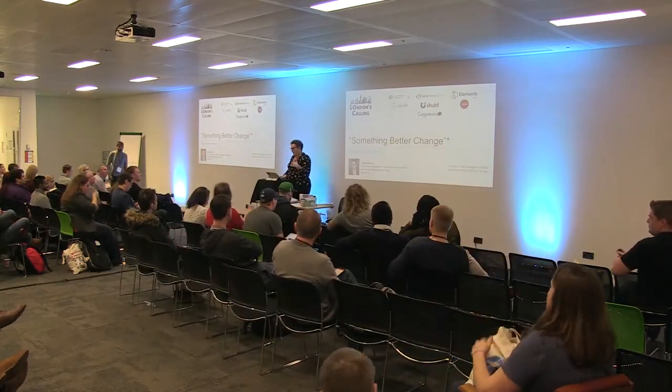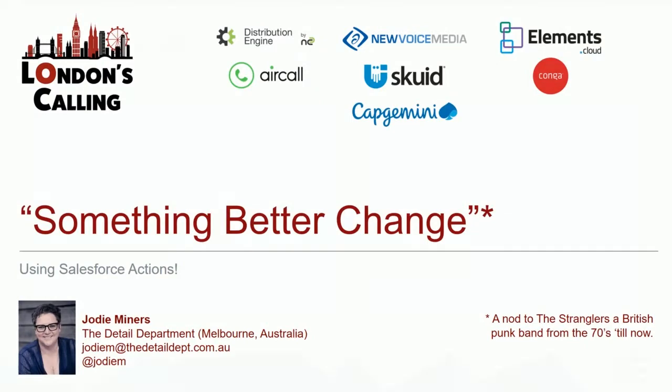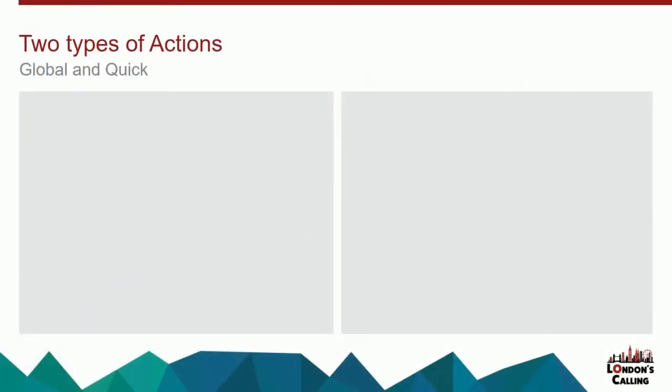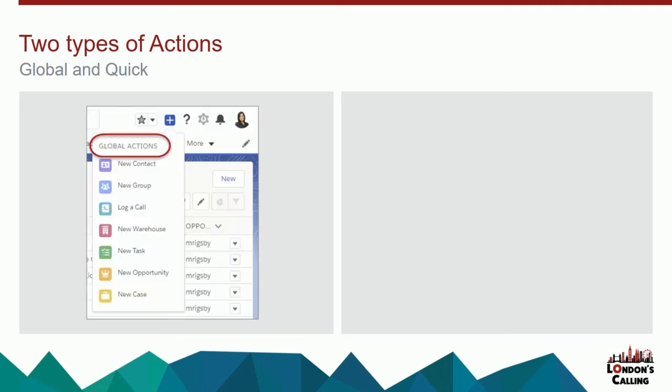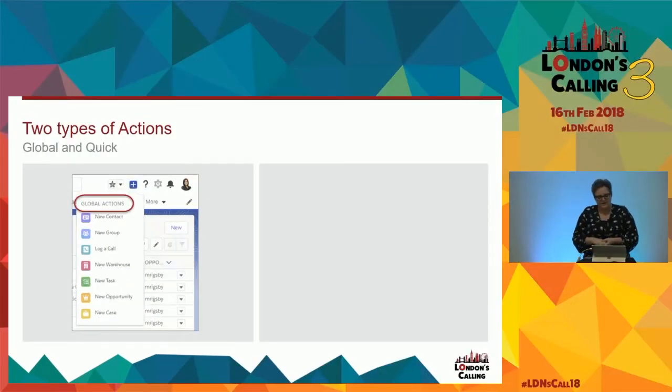Okay, so the Salesforce actions. There's two types of actions: global actions and quick actions. A global action will look like this. It's now called Global Actions, in the top right-hand corner of your Salesforce screen in Lightning, and you can create new records. These new records are not linked to any other record, so they're a bit limited, and I try to limit how many global actions I have in my orgs.